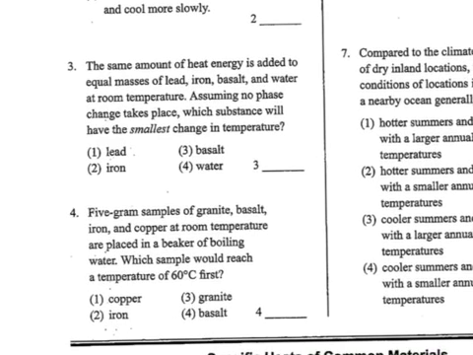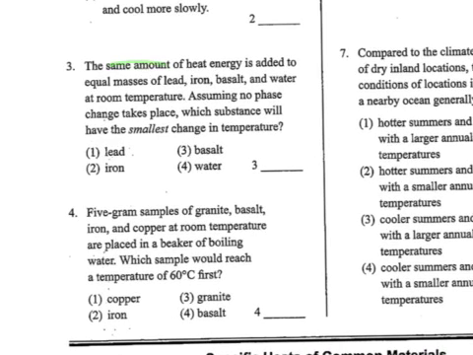We have the same amount of heat energy being added to equal masses, so they're all the same, of lead, iron, basalt, and water, they're starting off at the same temperature. No phase change takes place, and it's asking which substance is going to have the smallest change in temperature. So we're looking for which substance, lead, iron, basalt, or water, will have the smallest change in temperature.